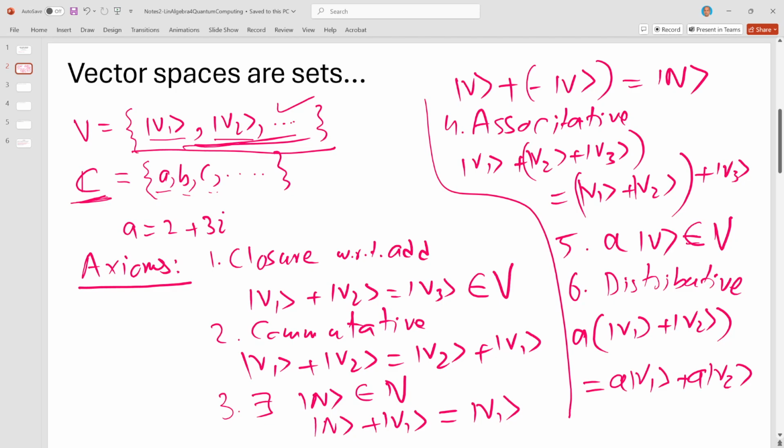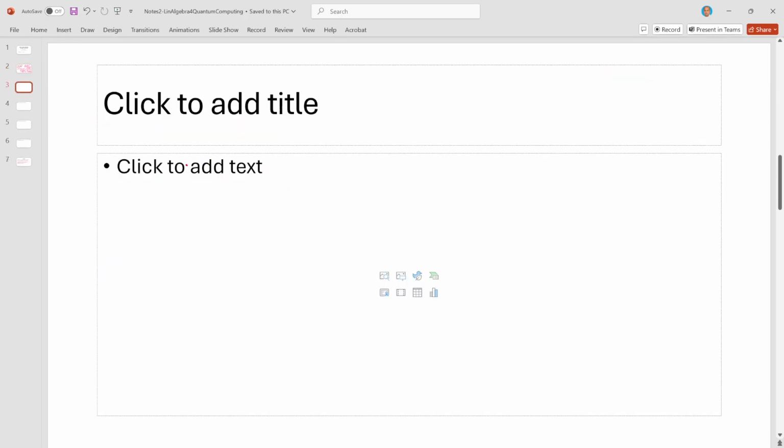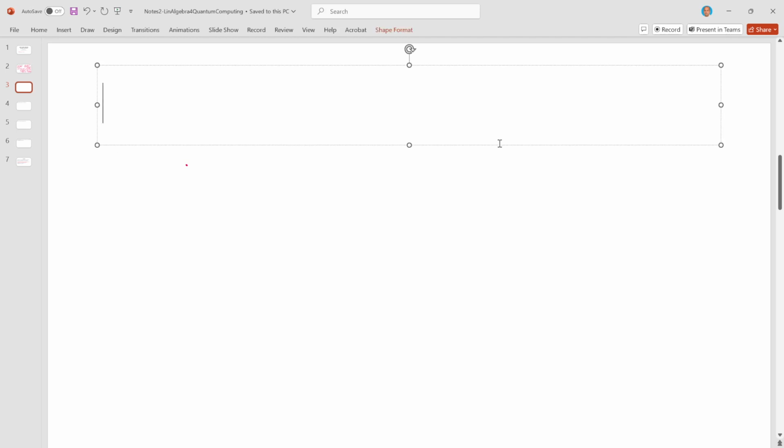And it is also associative. The multiplication is also associative, which means that this has to be true: that you multiply them first and then multiply with the vector, it's the same thing as before.